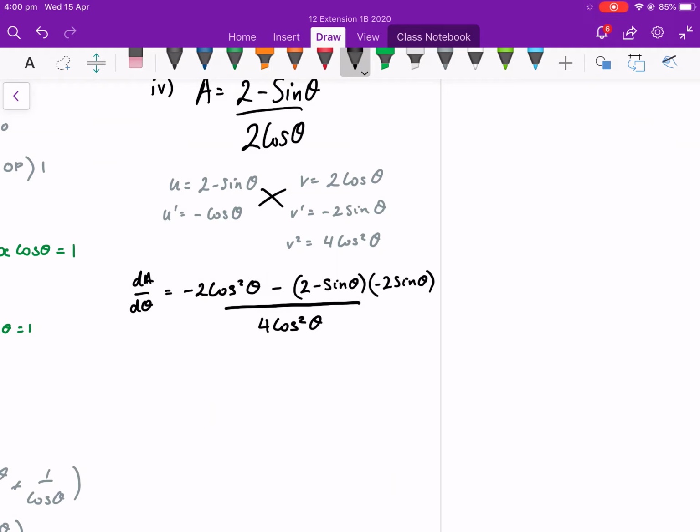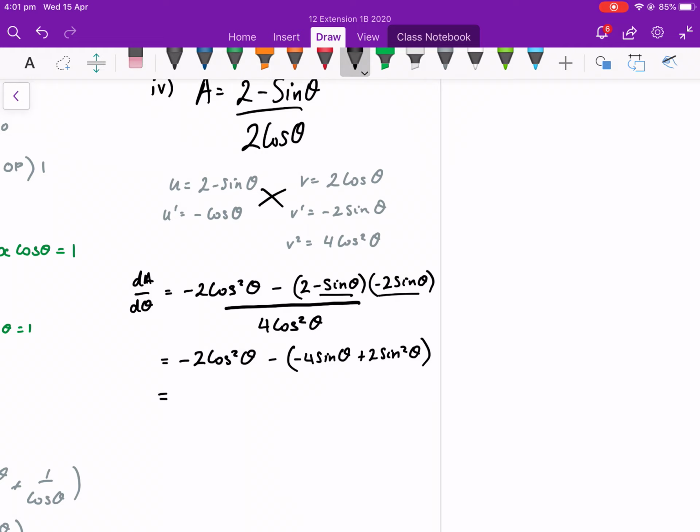Now, from here, we can do quite a bit of simplification. We need to expand this bracket first of all, so negative 2 cos squared theta minus, well, let's expand this out. Sorry, take that back, it's not negative 4 sine squared theta, because it's 2 times negative 2 sine theta, which is negative 4 sine theta. And then minus sine theta times negative 2 sine theta is plus 2 sine squared theta. And now we can finally write all this out here.